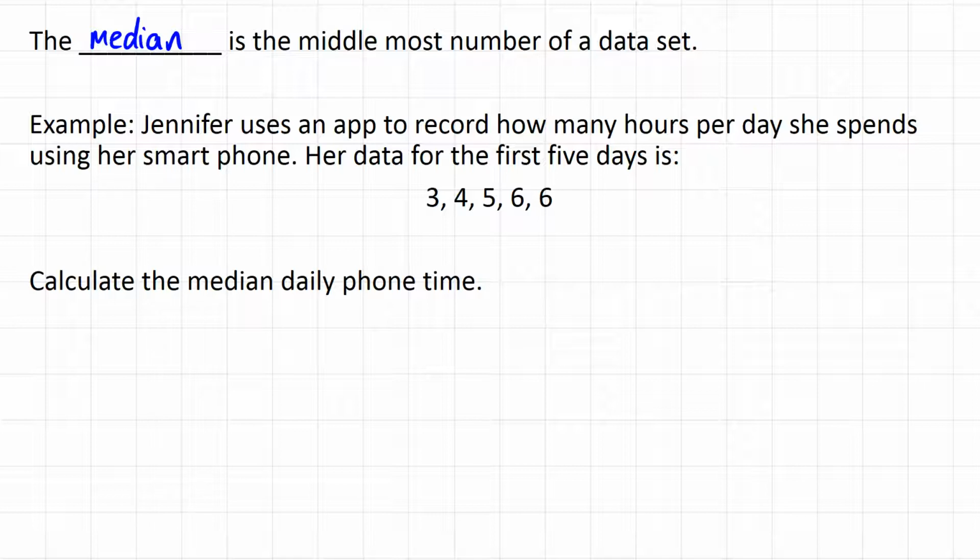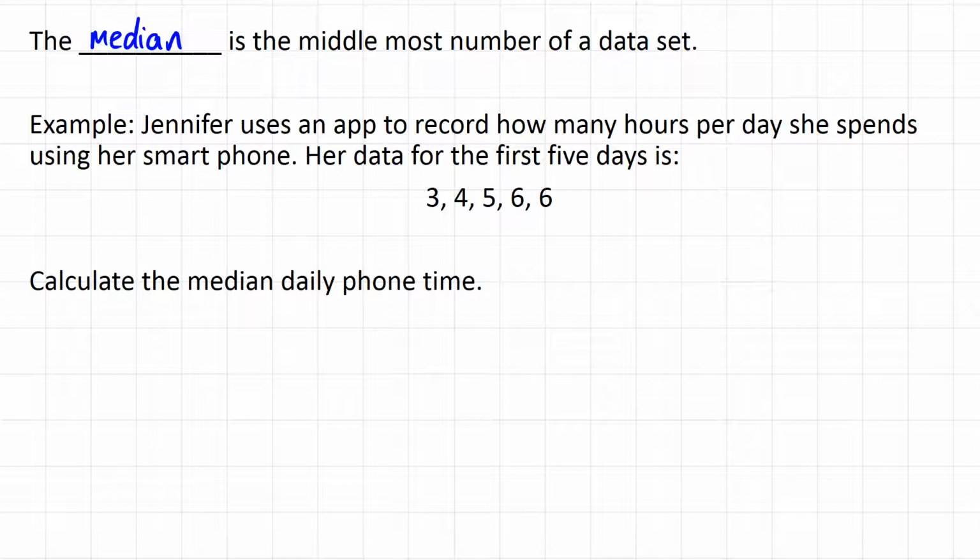Jennifer uses an app to record how many hours per day she spends using her smartphone. For the first 5 days, she sees that she spent 3 hours, 4 hours, 5 hours, and then 6 hours and 6 hours on her smartphone. Calculate the median daily phone time.